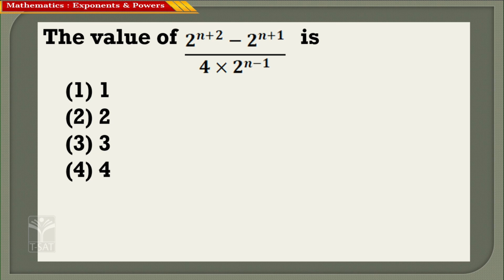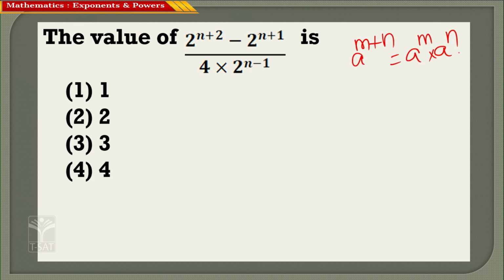What is the pattern in that we understand, and by analyzing that pattern we can answer such type of problems. Don't go for actual calculations. Okay, the value of 2 power n plus 2 minus 2 power n plus 1 by 4 into 2 power n minus 1. Here in this also, when you observe, what is the way in which you can solve such type of problems. Here we know that a power m plus n is equal to a power m into a power n. This is a simple logic which we know.